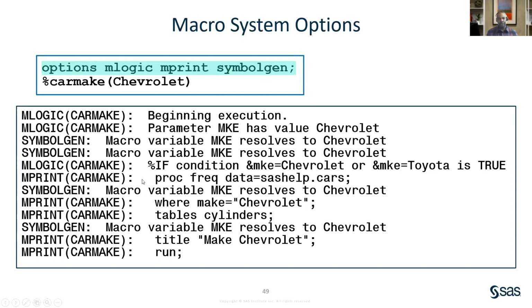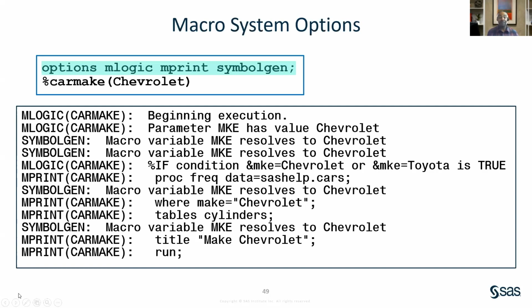MPRINT will show you the code that is generated. Here's PROC FREQ. Here's SYMBOLGEN again. That is the other part of MPRINT, the WHERE in the table, showing you the code that's being submitted by the macro program. Then, as I stated, SYMBOLGEN will show you the resolution of the macro variables wherever they are used. And then here's MPRINT, continue is the title, and then the last part, which is a RUN statement.